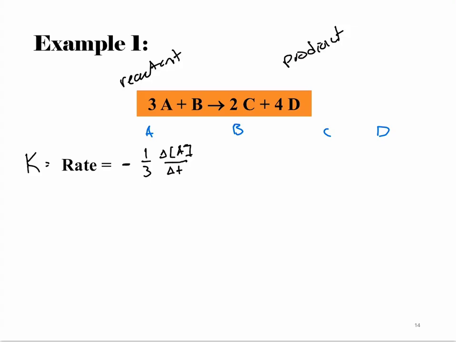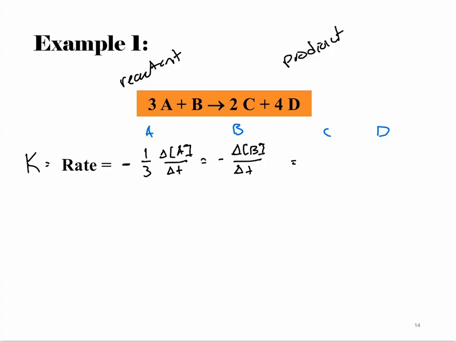And what about for B? Negative delta concentration of B over delta t, right? Because the stoichiometric coefficient is 1. 1 divided by 1 is still 1. So these are our reactants. And then for our products, we have C. So since it's a product, do we need a negative sign? No, no negative sign, right?